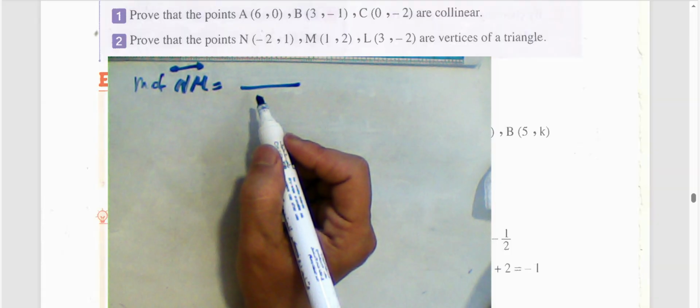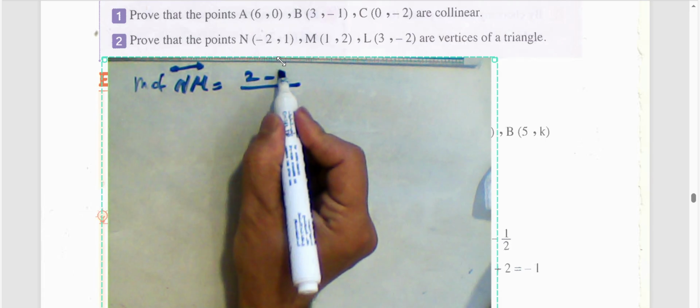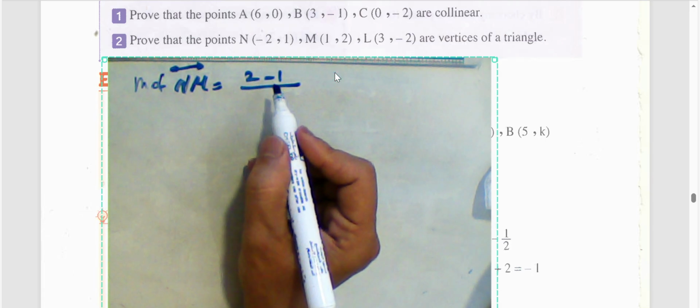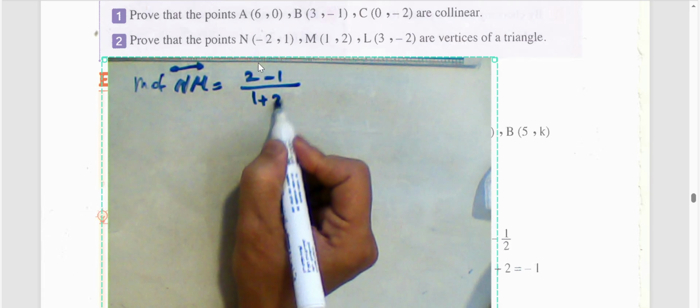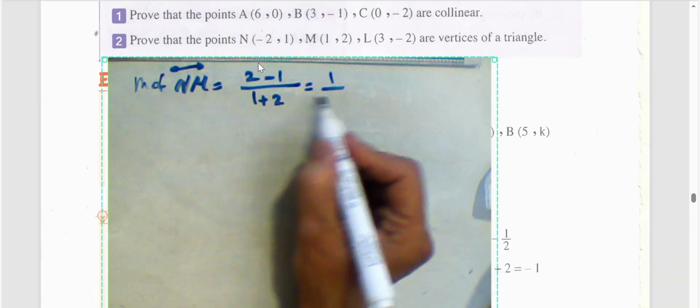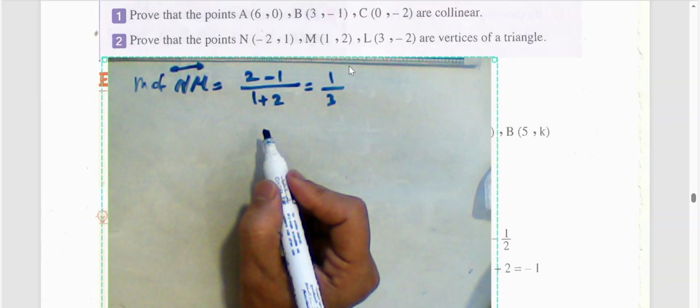N and M here, we can write 2 minus 1 and 1 minus 2, 1 plus 2. 2 minus 1 equals 1, 1 plus 2 equals 3. The slope here, we can write 2 minus 1 over 1 minus 2.